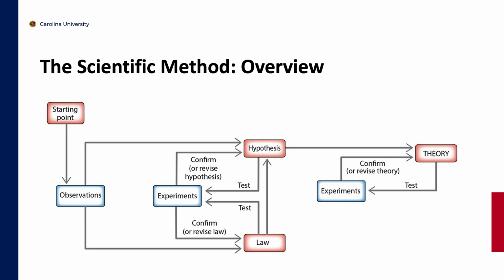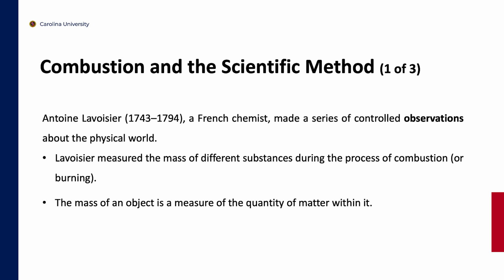So, regardless of how these observations occur, they usually involve the measurement or description of some aspect of the physical world. For example, Antoine Lavoisier, a French chemist, made a series of controlled observations about the physical world. He measured the mass of different substances during the process of combustion, which is the burning process. He observed that the mass of an object is a measure of the quantity of matter within it.